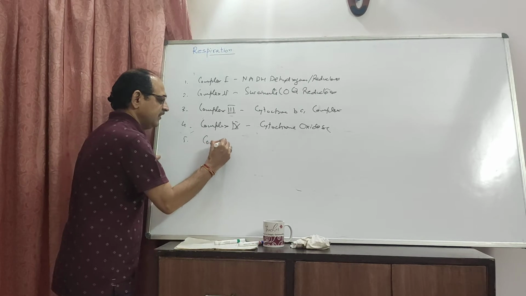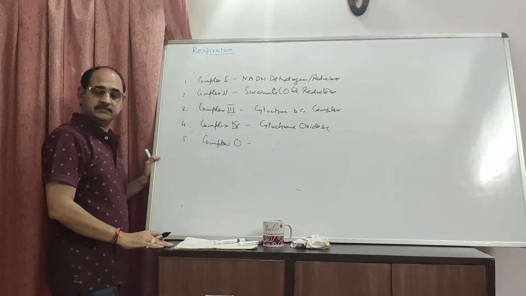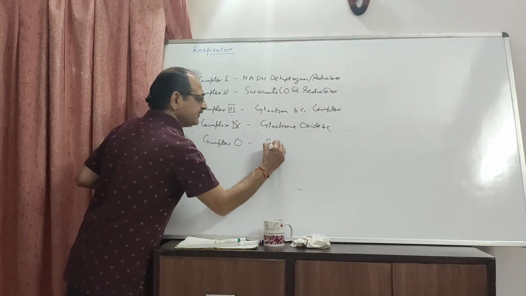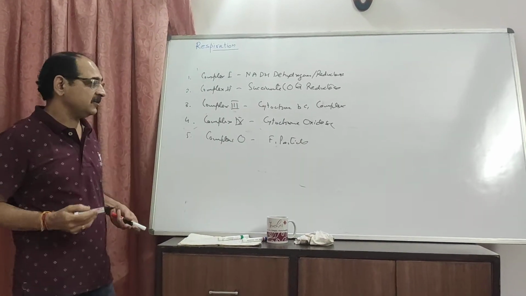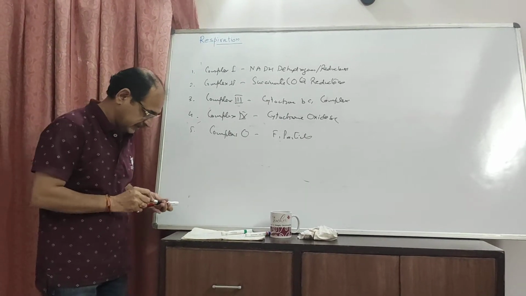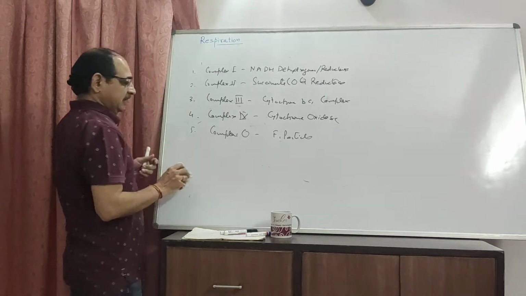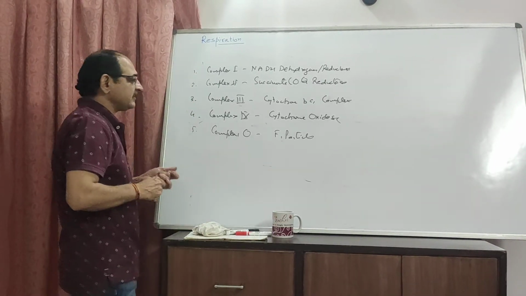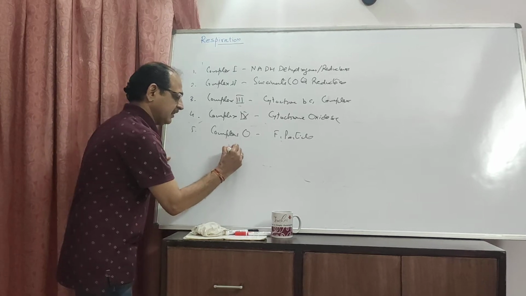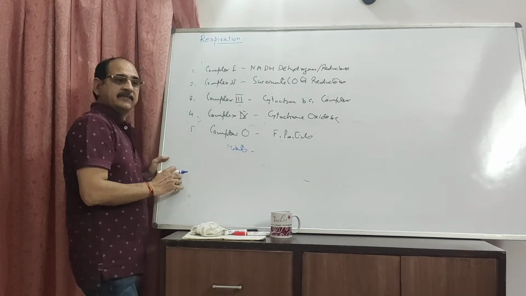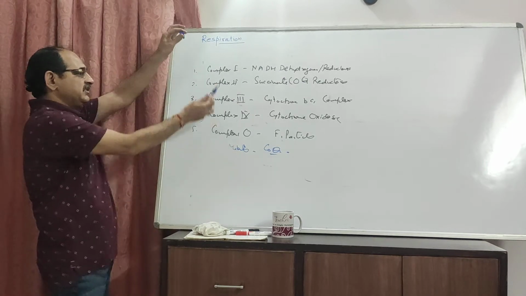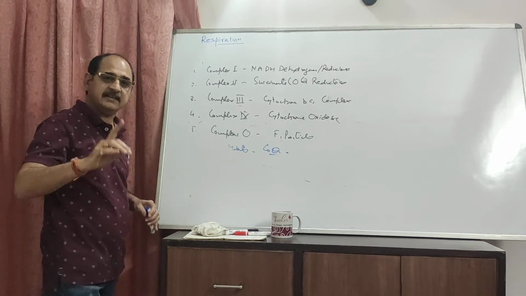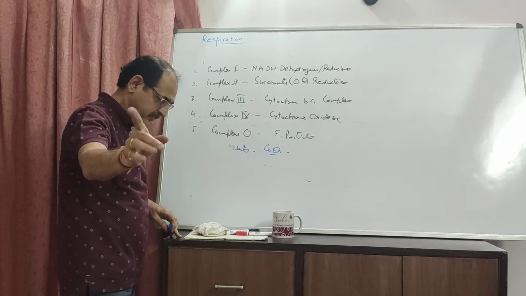Besides these 4, as I just told you, there is one more complex found. It is complex 0, and it is nothing else but the F1 particle, which is found in the inner mitochondrial membrane. Okay, and besides this, there are certain mobile electron carriers also. For example, coenzyme Q. So this is also found in between various complexes in the inner mitochondrial membrane.